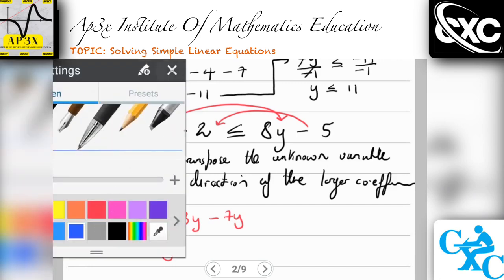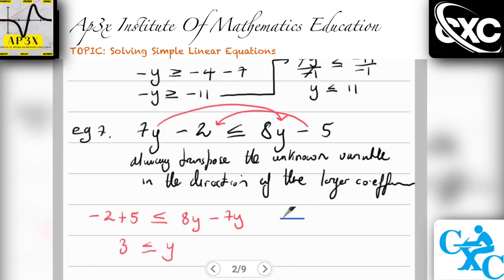Now again, we have to bear in mind that some students are not always going to remember those simple details. So their first guess is to transpose the 8 over towards the left. So you have 7y take away 8y, and that's going to be less than or equal to negative 5. And again, I'm going to bring the minus 2 over. It's going to become plus 2. So then I'm going to end up with 7 take away 8 is negative y. And that's going to be less than or equal to minus 5 plus 2 is minus 3.